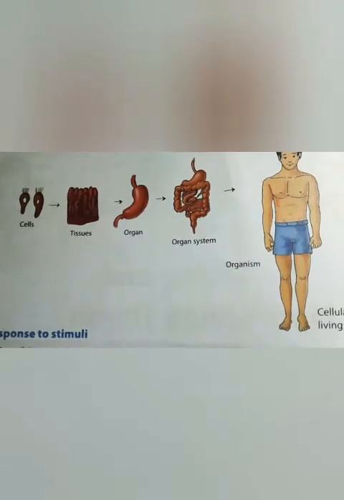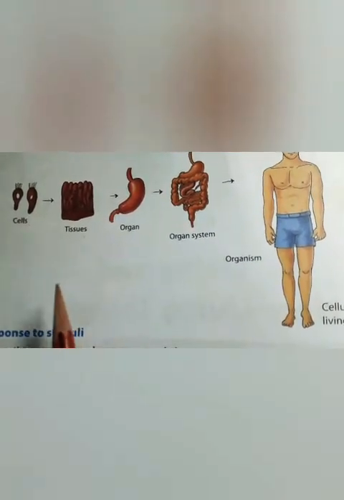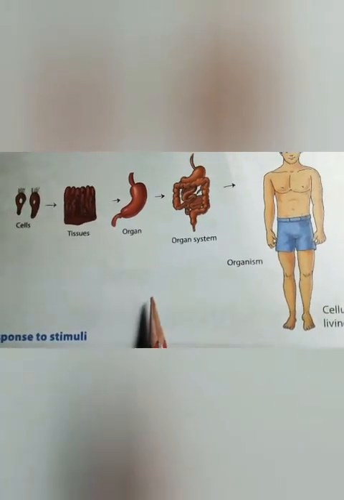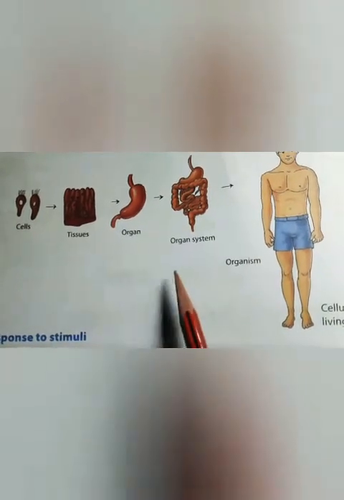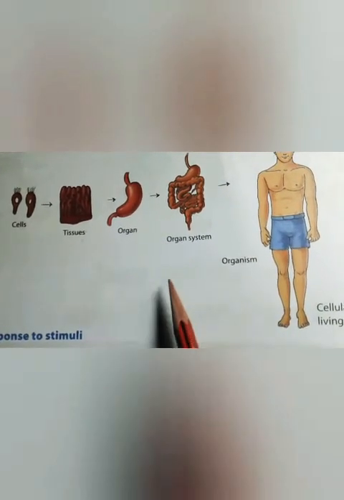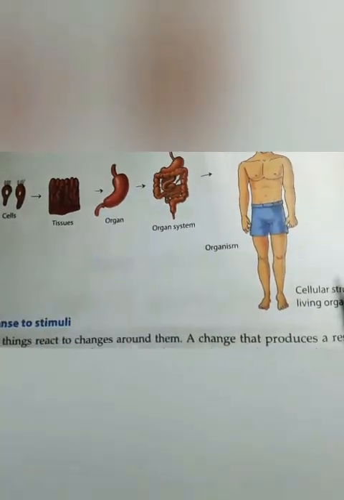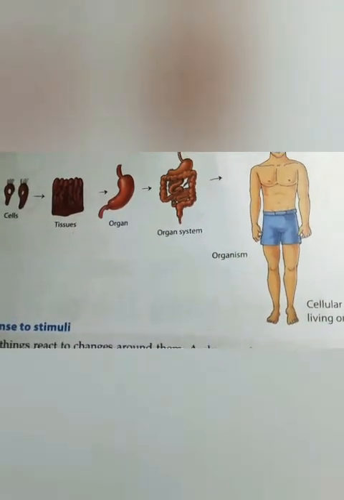Here children, you see cells work together to form tissues. Then tissues work together to form organs. Organs work together to form an organ system. Then organ systems work together to form an organism. And this is the cellular structure of a living organism.